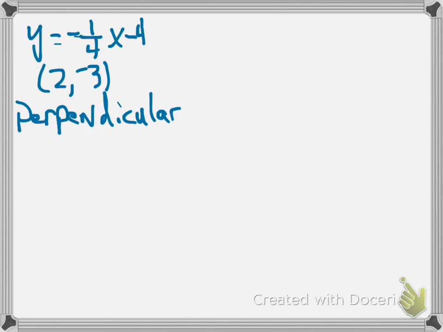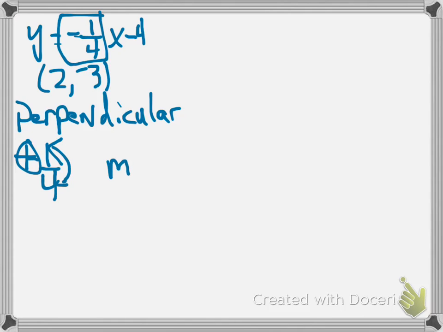Okay, so here's the next one. y is equal to negative 1/4 x minus 4. You want a new line that goes through (2, -3) that is perpendicular to that. So again, if my original slope is negative 1/4, change the sign, flip the numbers, or switch them. So the slope that would be perpendicular, which is question number 14, would be 4, because 4 over 1 is 4.